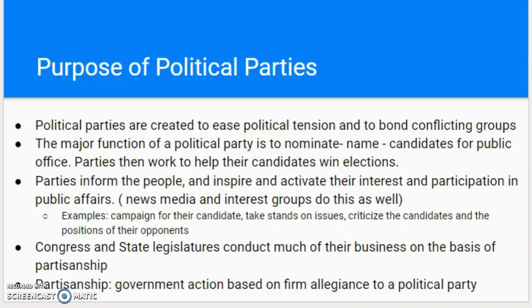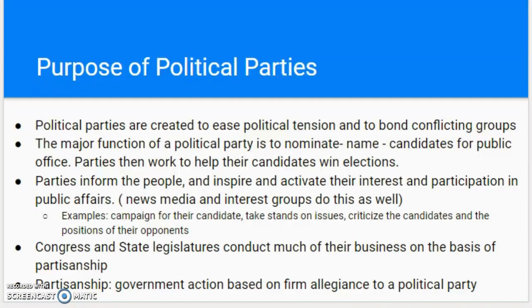Now, remember, both parties want to win elections, and that consideration has much to do with the stands that they take on most issues. Both parties try to shape their positions so that they will attract as many voters as possible, or offend as few voters as possible. And so they try to stay in the middle as much as they can, so again, they can get the majority of votes.